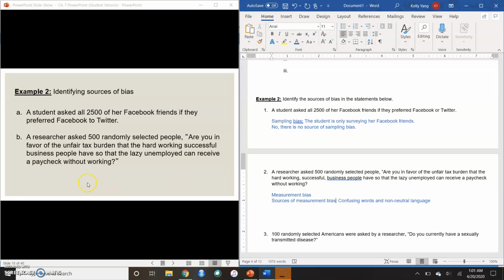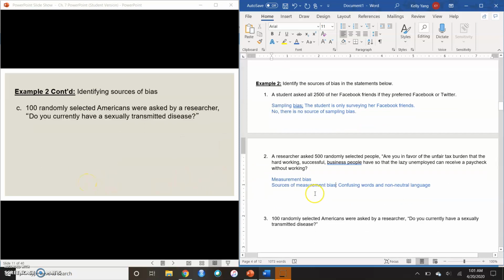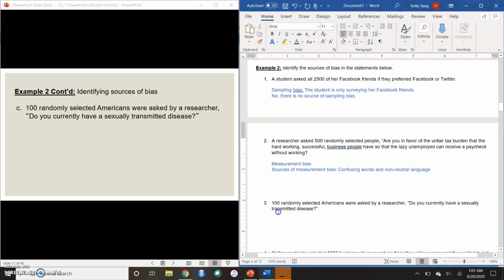Let's go ahead and look at some more. So C, or number 3 in the note packet: 100 randomly selected Americans were asked by a researcher, do you currently have a sexually transmitted disease? For this example, there is measurement bias. I can tell you that right away to save us time. So is there a source of measurement bias?